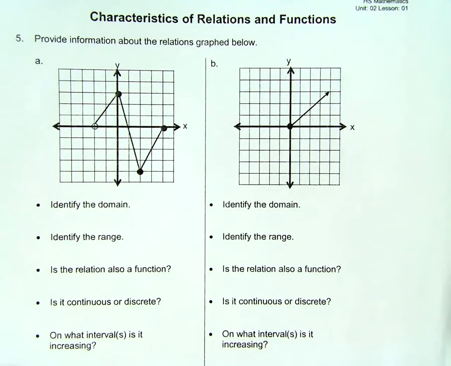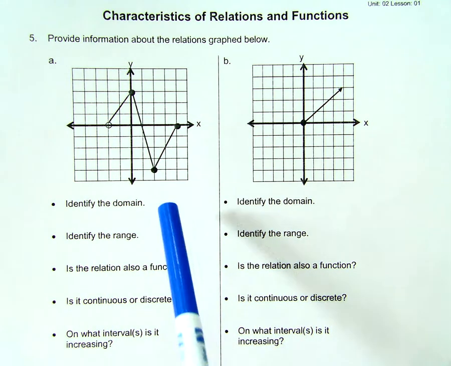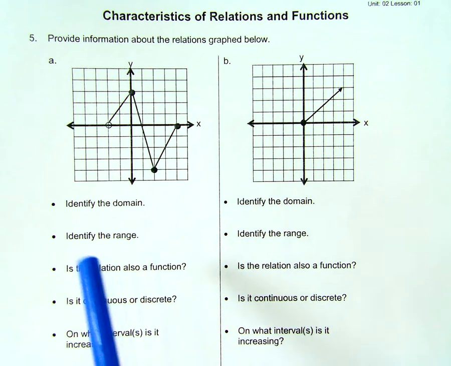Number 5. Which question do we want to answer first? Probably the 4th one, right? Is it continuous or is it discrete? And for the record, we're going to talk about A and B at the same time. Continuous and discrete. Are they both continuous? Are they both discrete? Is one continuous and one discrete?